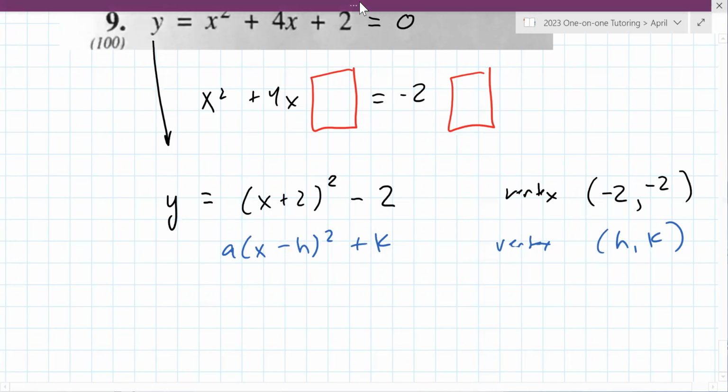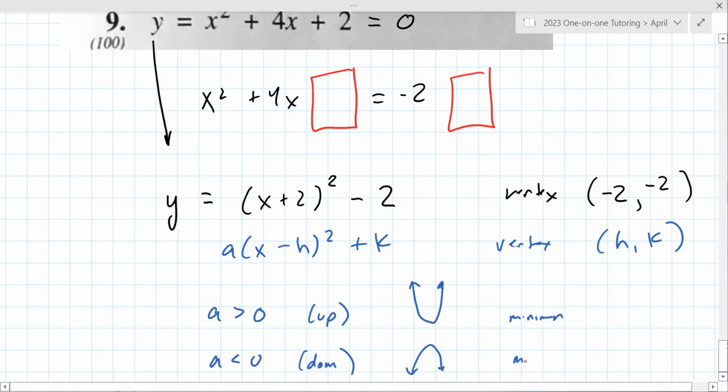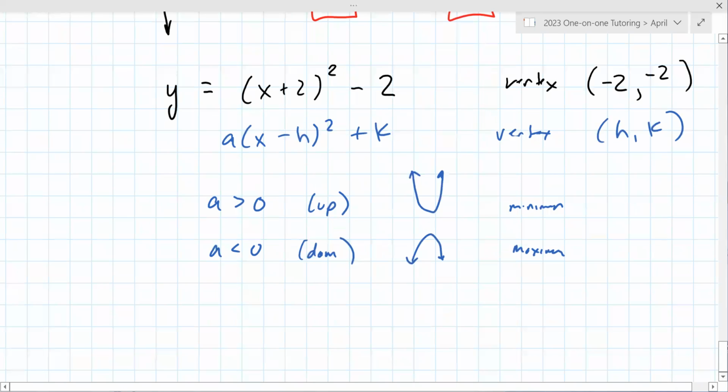A little more information here. If A is greater than 0, it opens up, and therefore, when it opens up, it has a minimum. If A is less than 0, it opens down, and therefore it has a maximum. Okay. What is the value of A in this equation? What's not written here? +1. So this one opens up, has a minimum.